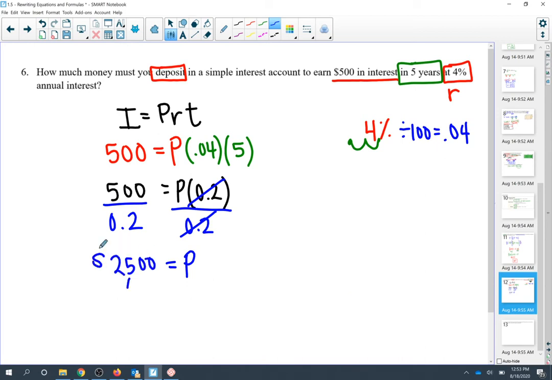Which means if you want to earn $500 in interest over the course of 5 years at a 4% interest rate, you have to put $2,500 into your bank account now.